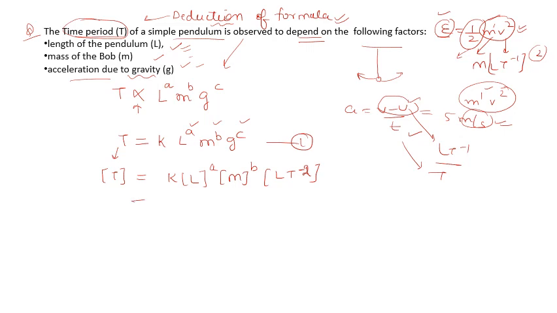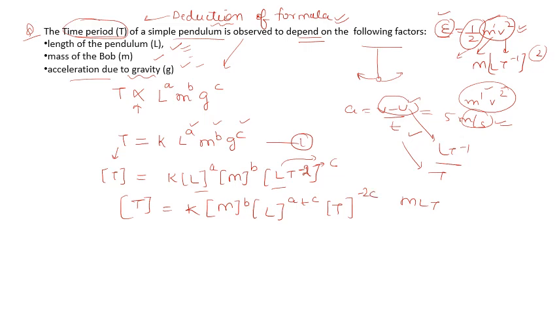This is your form. Now collectively make the M L T form. So M is raised to power b. L here is raised to power a, whereas here L is raised to power c. The base is the same, so powers add in multiplication, and for T you have minus 2c.